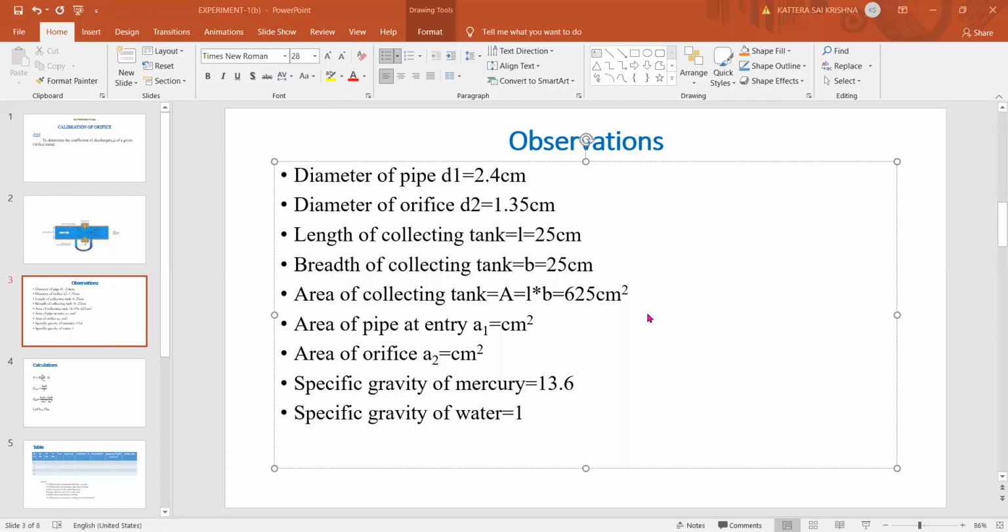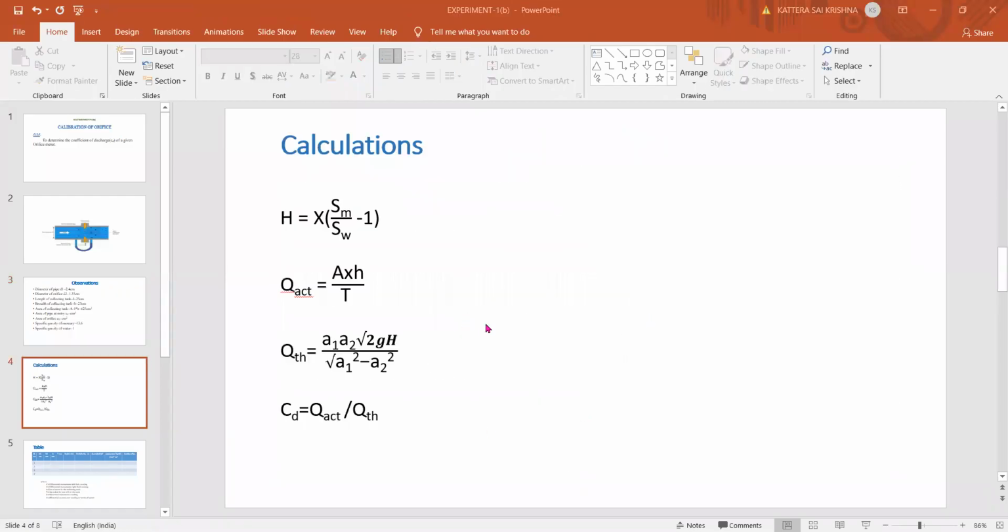Okay, so these are the observations which we need to know. Next, after this, these are the formulas which are needed to calculate the coefficient of discharge of our orifice meter. Here capital X and H are what we have already seen in your Venturi meter topic. So Q discharge, actual discharge, theoretical discharge, coefficient of discharge. These are the formulas required.